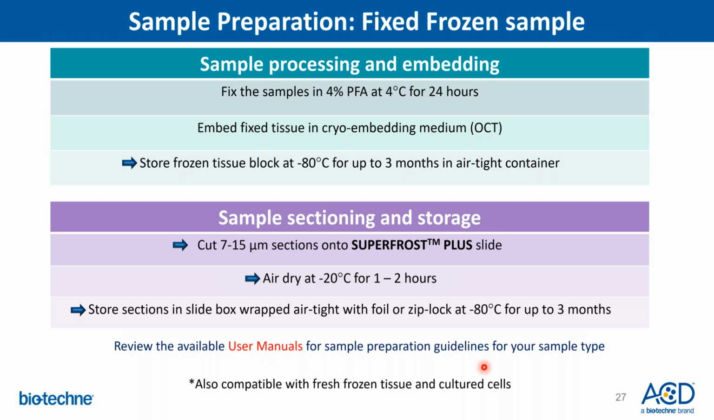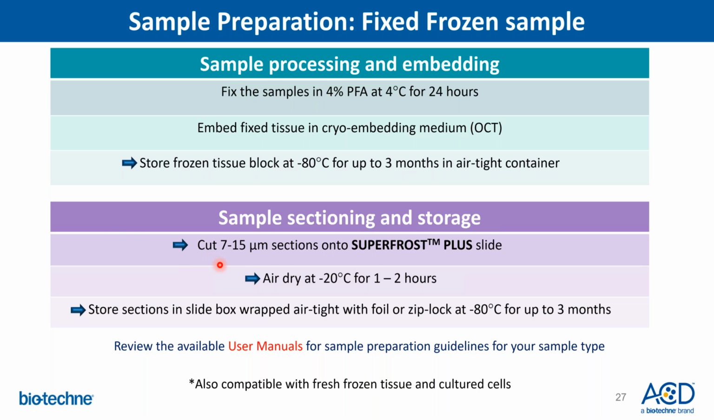Next, we'll look at fixed frozen. So for fixed frozen samples, we recommend that you fix the samples in 4% paraformaldehyde at 4 degrees Celsius for 24 hours, followed by OCT embedding. And then you can store the blocks at -80 for up to 3 months in an airtight container.